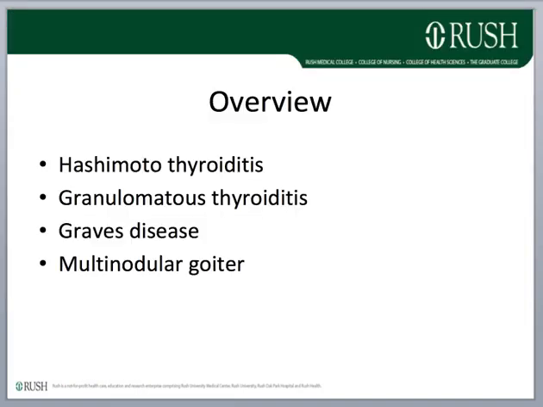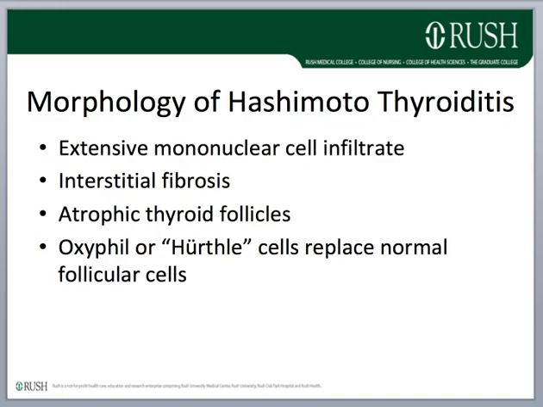These are the entities that I'm going to go over in more detail with regard to the microscopic features in particular: Hashimoto thyroiditis, granulomatous thyroiditis, Graves' disease, and multinodular goiter. So let me summarize the microscopic findings in Hashimoto thyroiditis. Grossly, the thyroid is often diffusely enlarged, but sometimes it can be more localized. The capsule is intact and it's well demarcated from the surrounding tissues.